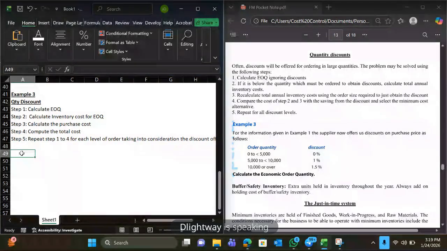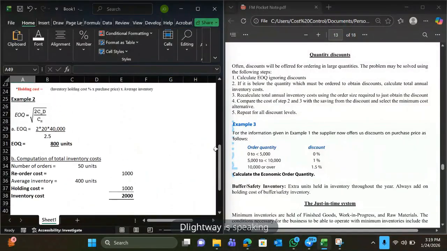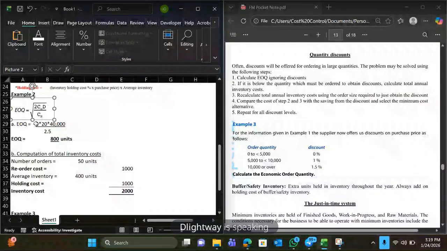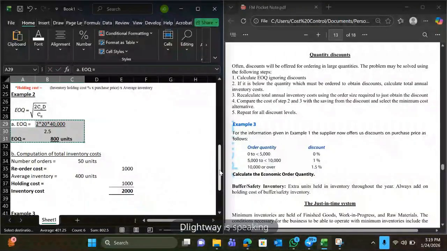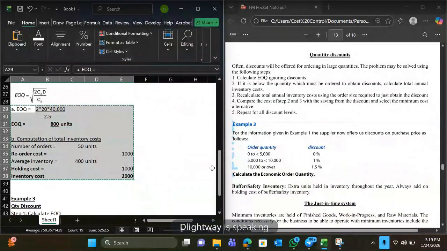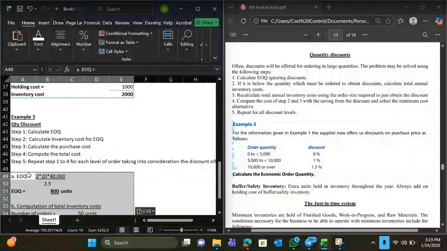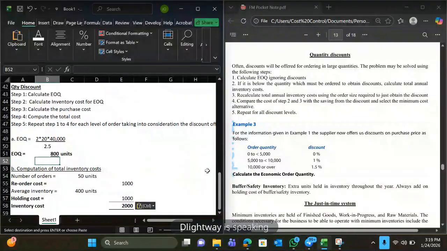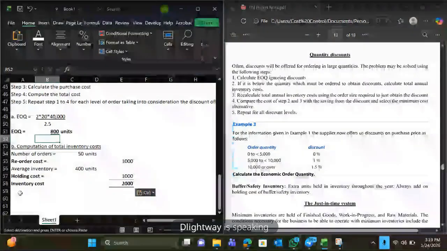So the first step, we need to calculate the EOQ. We don't need to stress ourselves. Don't forget we're using example 1, and we've already done that here. You'll pardon me, I'm very lazy, let's just pick what we have here. Let's assume we've done step 1. Let me paste. We've calculated the EOQ from this. Step 2, we've calculated the inventory cost for the EOQ, 2,000. Step 3, we are told to calculate the purchase cost.